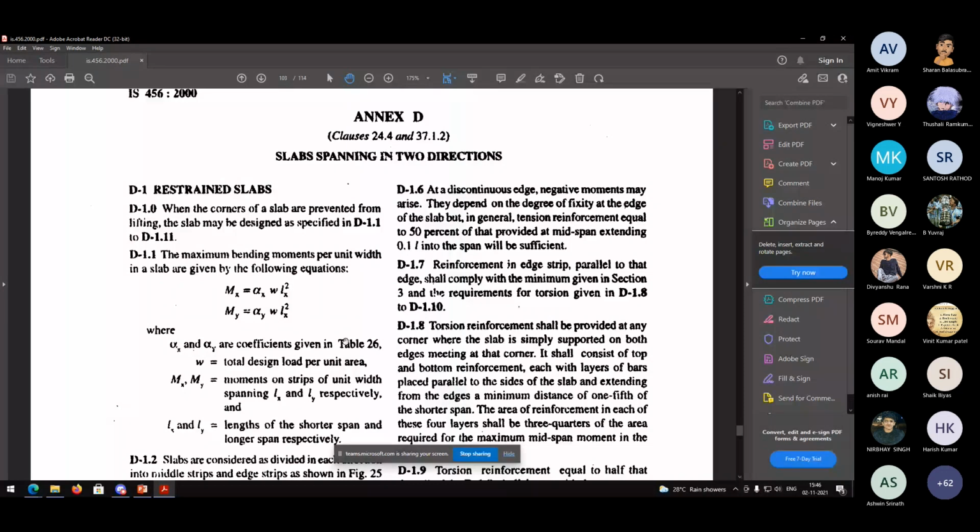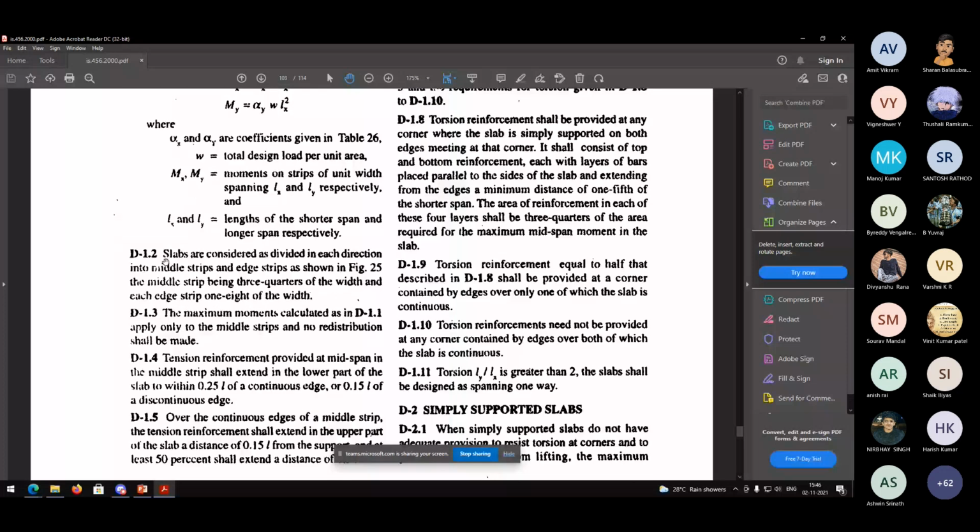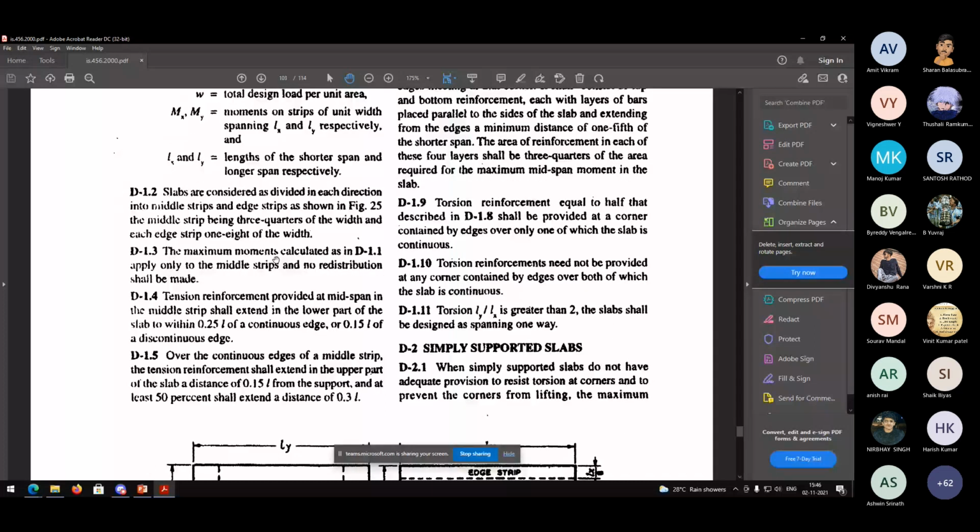And this is what I told you with respect to middle and edge strips. The middle strip is 3/4 of the width, and there are two edge strips, each 1/8 of the width. The maximum moments calculated according to the coefficients which you have obtained are applicable only to the middle strips, and for the remaining part, the edge strips, you will have to make a continuation of the bars for a certain distance, as discussed below in points D 1.4 and D 1.5.